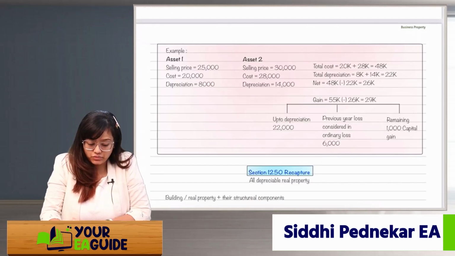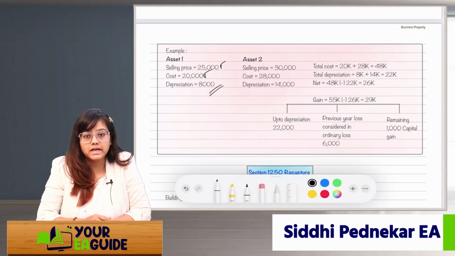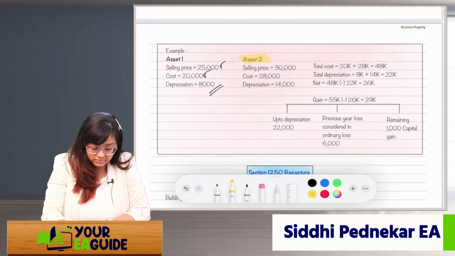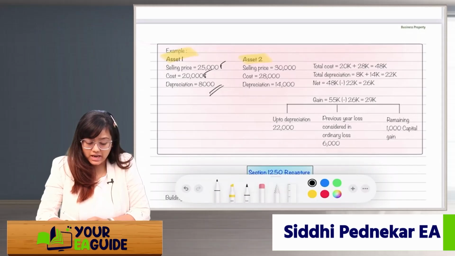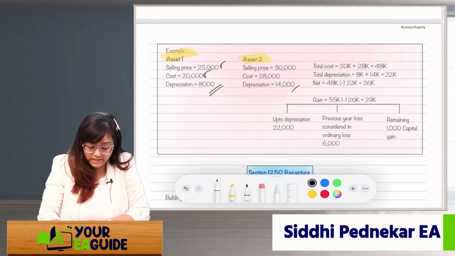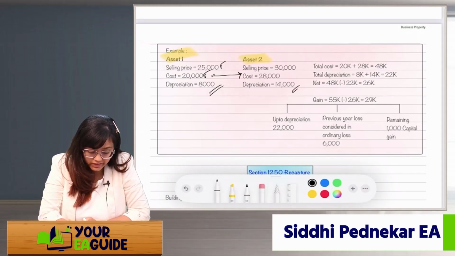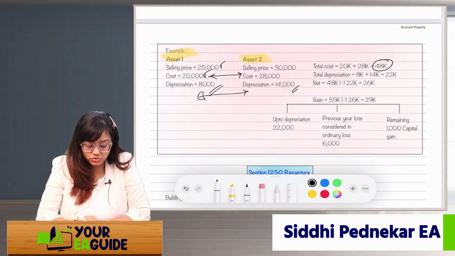If the selling price is 25,000, cost is 20,000, and the depreciation claimed on the asset is 8,000. We are selling two assets. This is regarding the first asset. Let's see the second asset. For the second asset, the selling price is say 30,000, cost is 28,000, and the depreciation charged on that second asset is 14,000. So I can say my total cost is 20 plus 28, 48,000, and my total depreciation claimed on these two assets is 8,000 plus 14, which is 22,000.